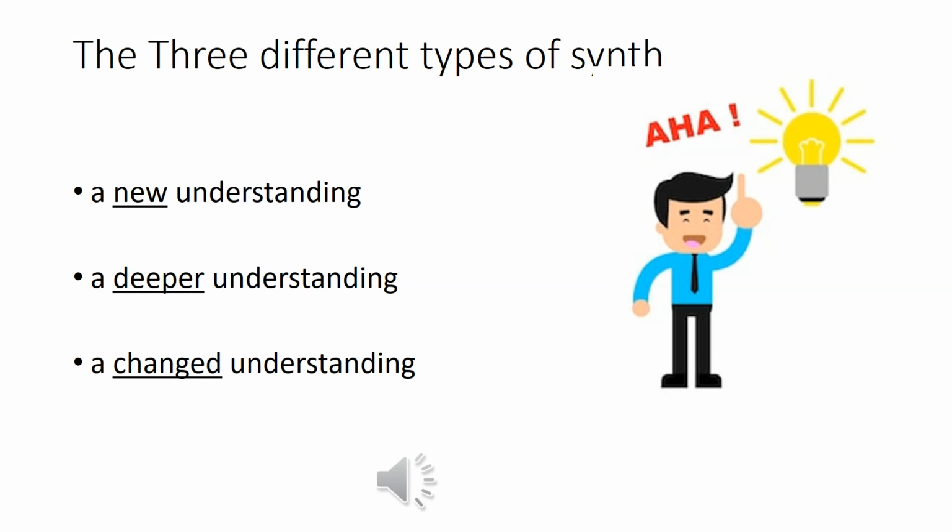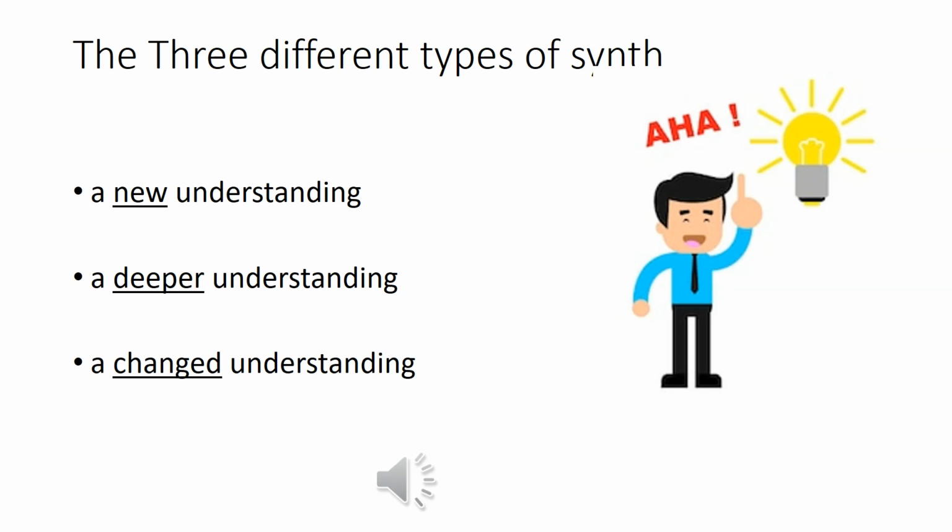Sometimes people call a synthesis the aha moment, but other times the change in our thoughts is a lot less obvious. So the aha moment would be a new understanding, something the reader never considered at all until they read the text. A little bit subtler then would be when you get a deeper understanding. You become more aware or appreciative of an idea after reading a text. And the third kind is a changed understanding, thinking differently as a result of the text.